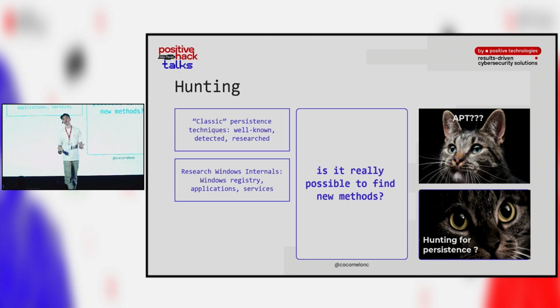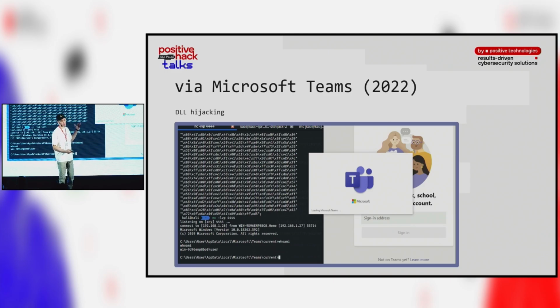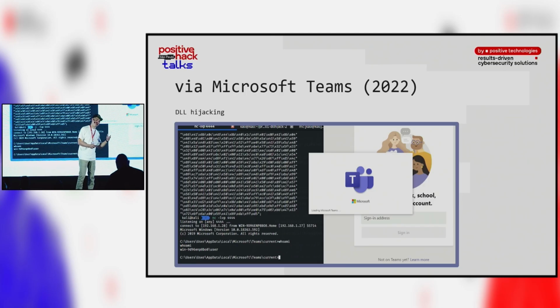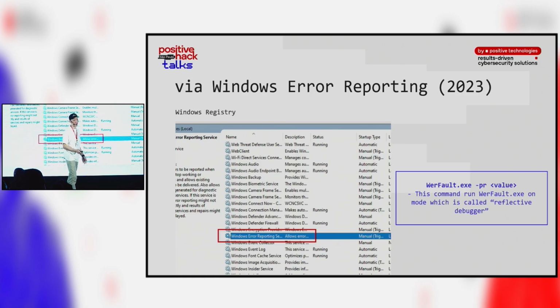Is it really possible to find something new? Yeah. Maybe something like this. For example, 3 years ago I was surprised that most of the Microsoft applications, not only Teams but also OneNote and Azure API, are vulnerable to DLL hijacking. It's okay. The bad news is that if you try to send a bug report to Microsoft, they just answer that it's not a bug, everything is okay.